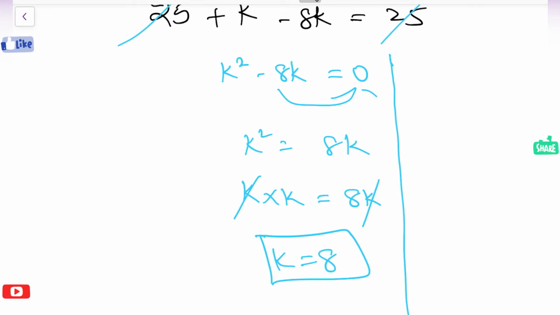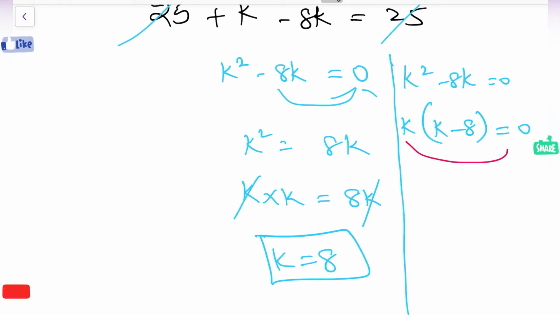Okay, now k equals 8 we got. When I took this minus 8k to the other side, what will I do? k square minus 8k equals 0. From the left side, I will take k common, so we remain with k into k minus 8 equals 0. Now first make k equals 0, then make k minus 8 also equals 0. So we will get k equals 0 and k minus 8 equals 0, that is nothing but k equals 8.